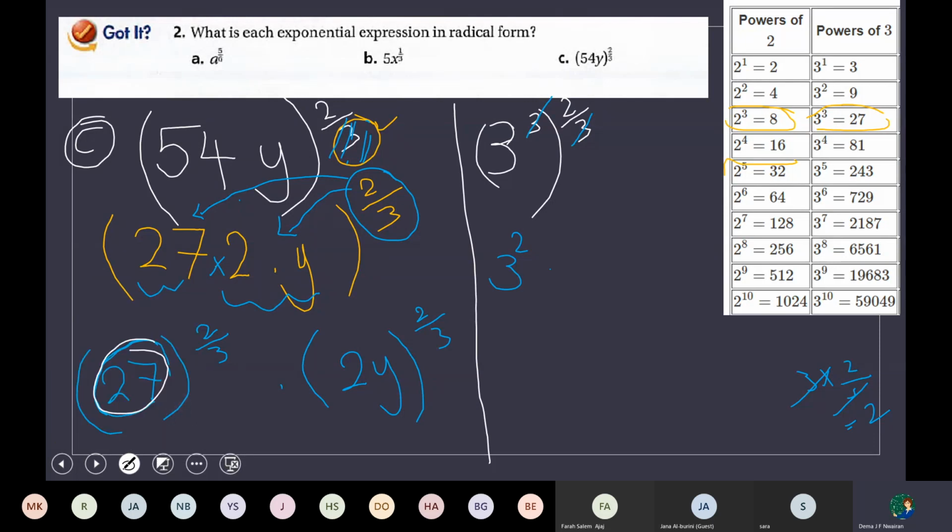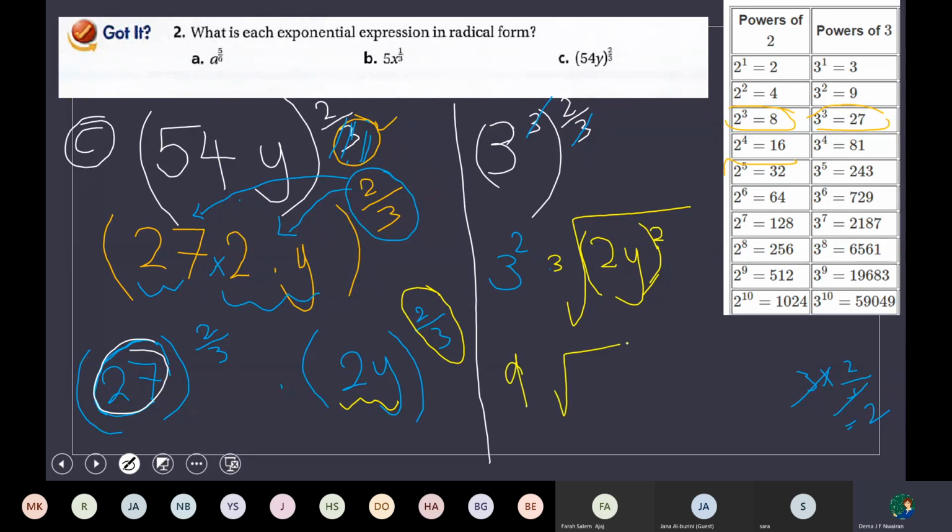Go to the second one now. Here, what did we have? We have 2y to the power 2 over 3. It is an exponential expression. I want to write it in radical form. The radical or root sign: we have 3 down, and the 2 goes up. Then it will be 3 squared is 9, cubic root of 2y squared. This is now the final answer.